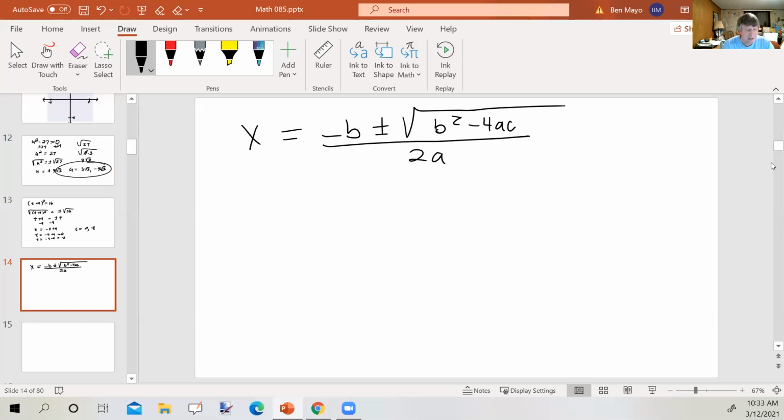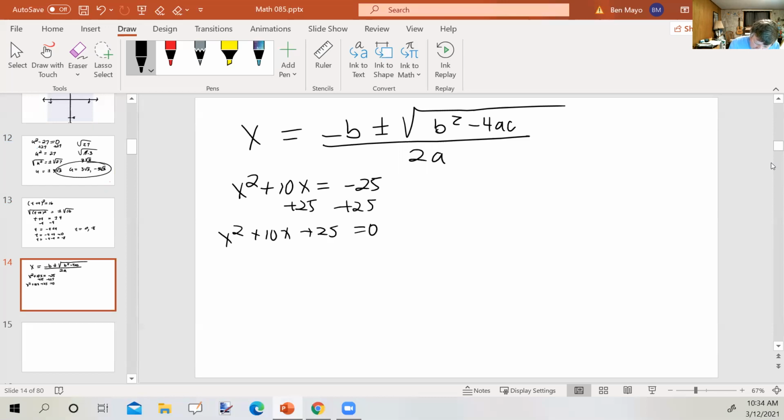Okay. Anyway, using the formula, let's see here. We've got x squared plus 10x equals negative 25. So to solve this, we're going to put it in descending powers form set equal to 0. So I'm going to add 25. That is descending powers of the variable. So I'm going to get x squared plus 10x plus 25 equals 0. So now a is 1, b is 10, and c is 25.